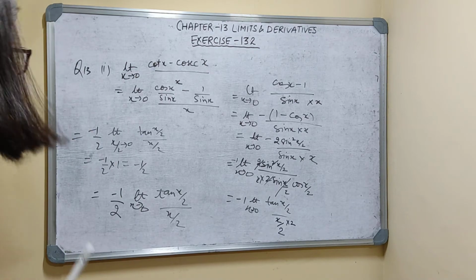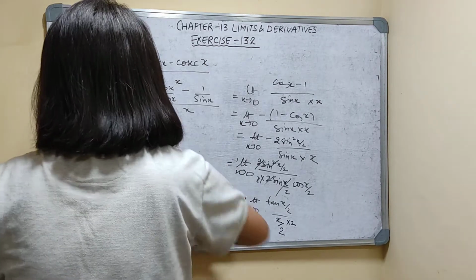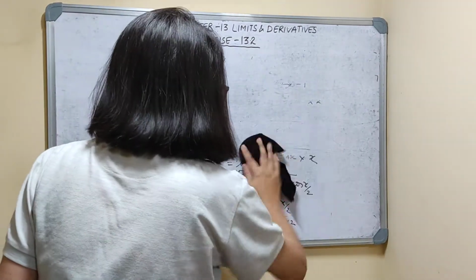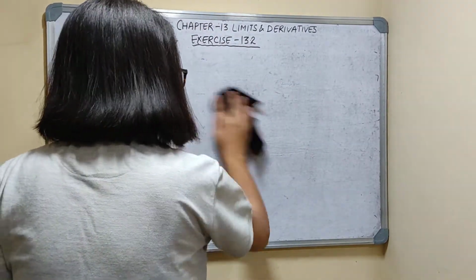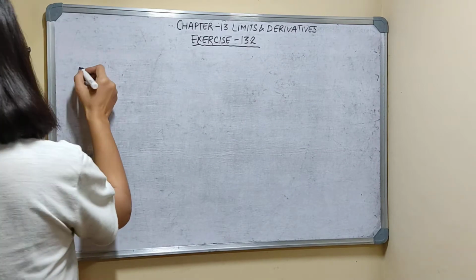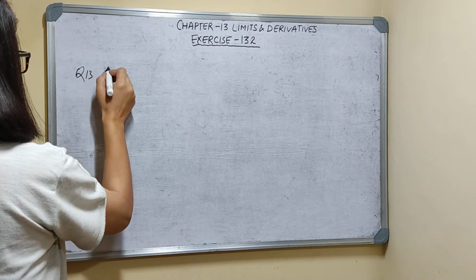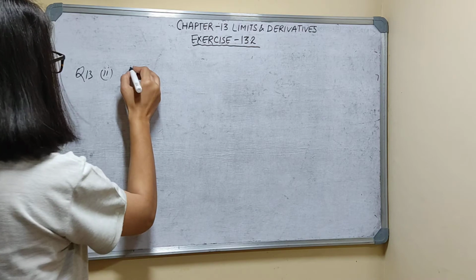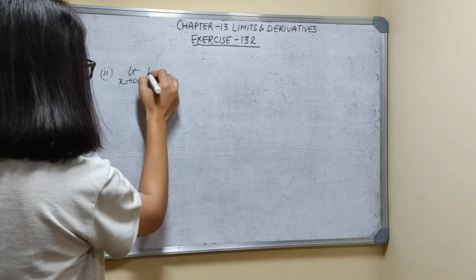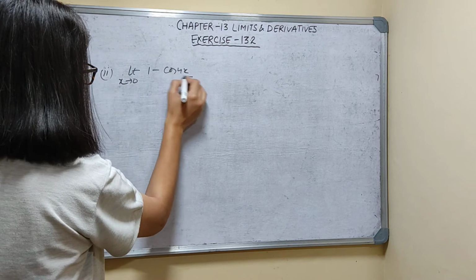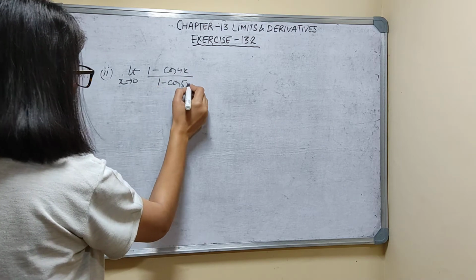Now question number 13, second part you can see. Limit x tends to 0, (1 minus cos 4x) upon (1 minus cos 5x).